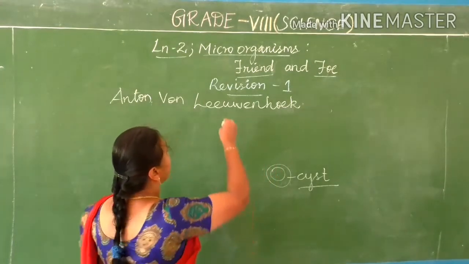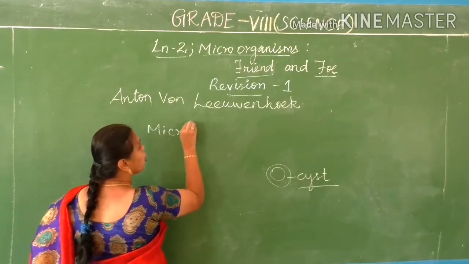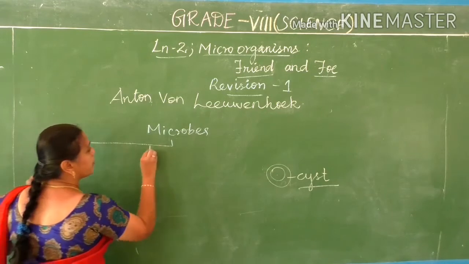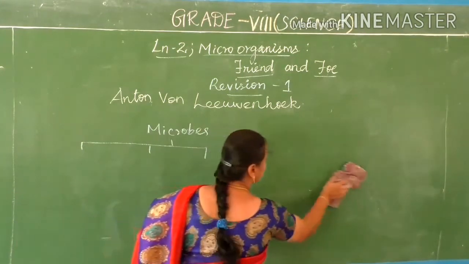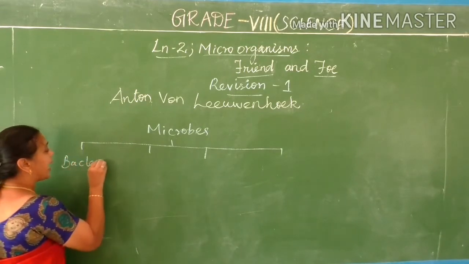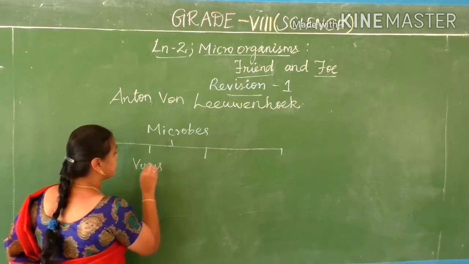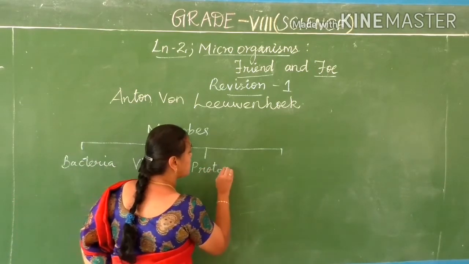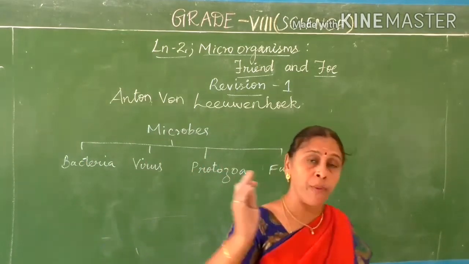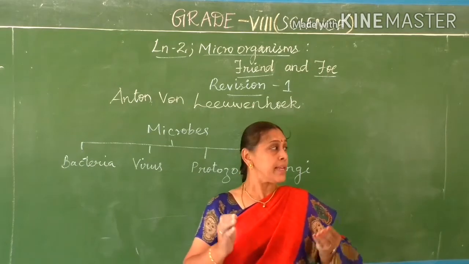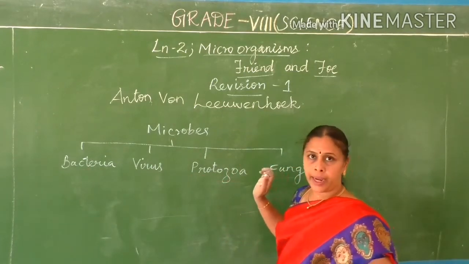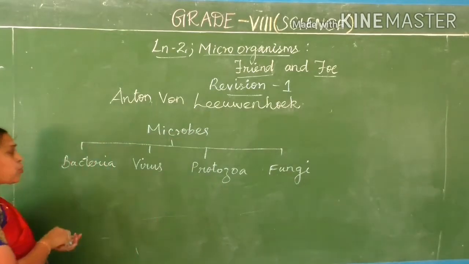Next, microorganisms are also called microbes, and these microbes are classified into 4 groups. First one is bacteria. Next, virus. Then protozoa. And another one, fungi. So lots of microorganisms are there, and they are classified into 4 groups: bacteria, virus, protozoa and fungi. Now let us see one by one. The first one is the bacteria.